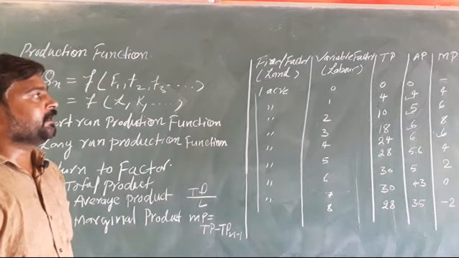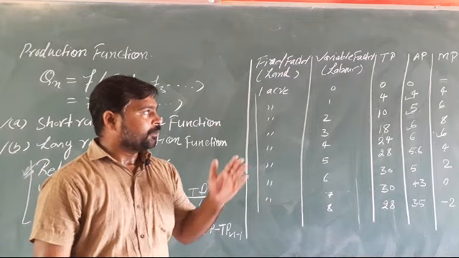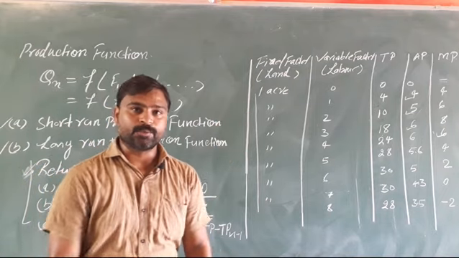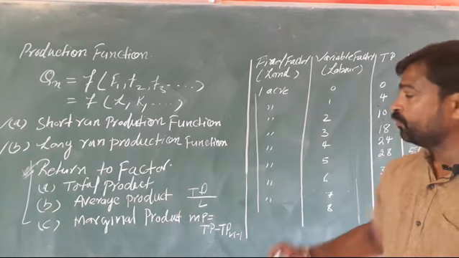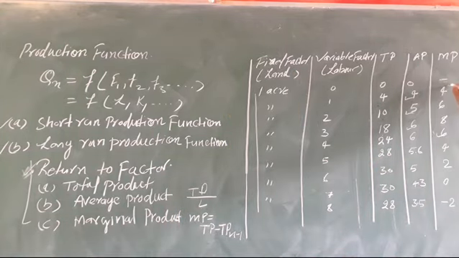Now we have to define the relationship between total product and marginal product, and average product and marginal product. If you can see here, we have 3 stages. This is the first stage, this is the second stage, and this is the third stage of production. There are 3 stages of production. In the first stage, we can see marginal product is increasing. MP is increasing in the first stage. This is the first stage, this is the second stage, and this is the third stage.